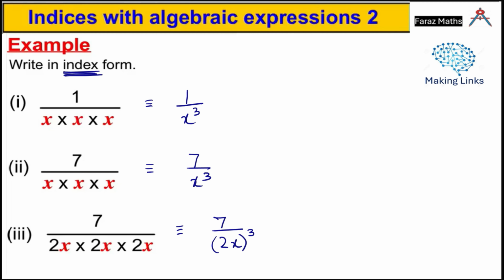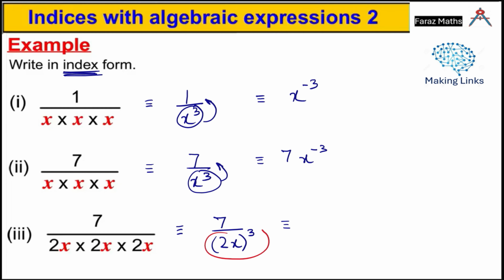Now it says index form, so you have to convert it into index form like this, moving this whole thing to the numerator. So this would be x power negative 3. 7 is already in the numerator, so we can write 7 as it is and move this thing to the numerator. It will be 7x to the negative 3. And for the last one, you can move the whole (2x) cube to the numerator as well. So we can write it as 7 bracket 2x to the power of negative 3.